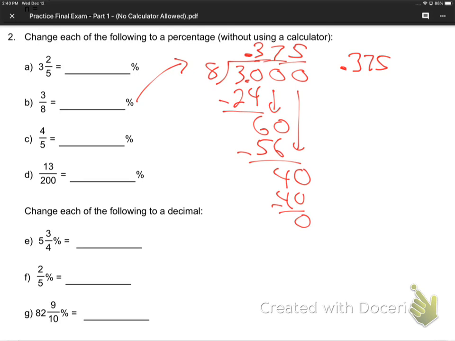So 0.375, and then you put a percentage on there, and zoop, zoop, 2 places to the right, right? 37.5%.